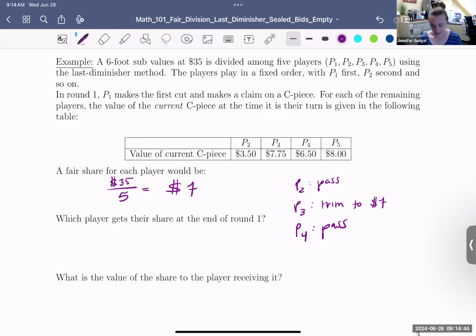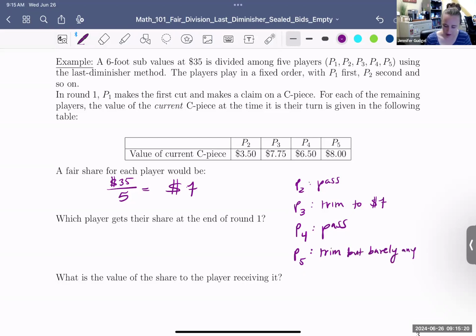So player 5 looks at this piece and says, oh, that's worth more than a fair share to me. But since he's last in line, he gets to trim, but not all the way down to a fair share. When it's made it through the whole line and you are now at the very end, you can flick off a little sesame seed. You could take off one little crumb. And that's technically a trim. So trim, but barely anything.